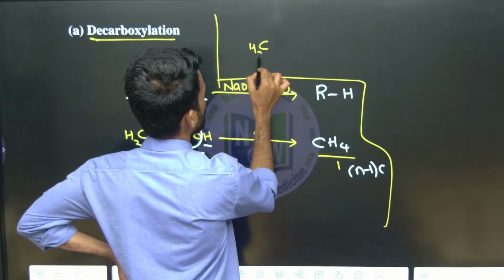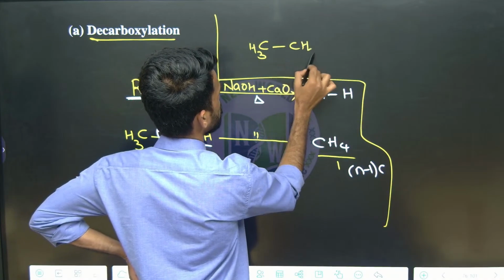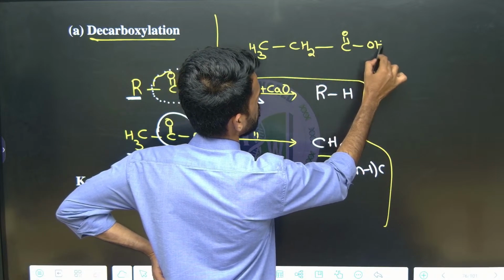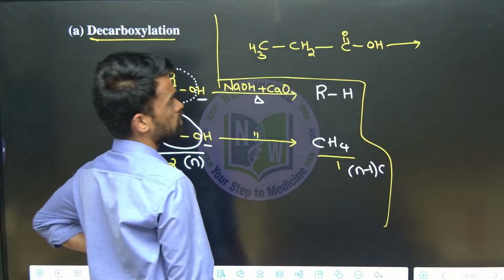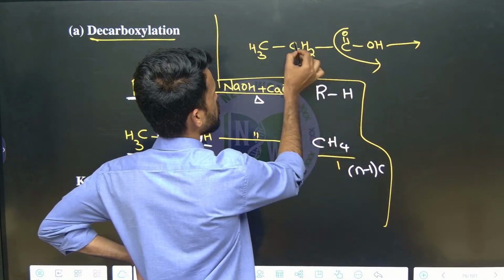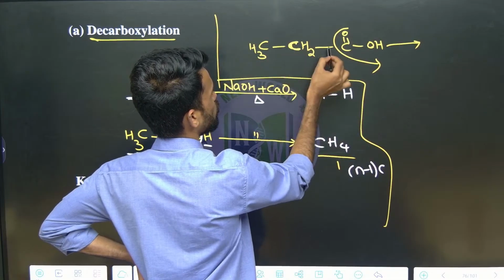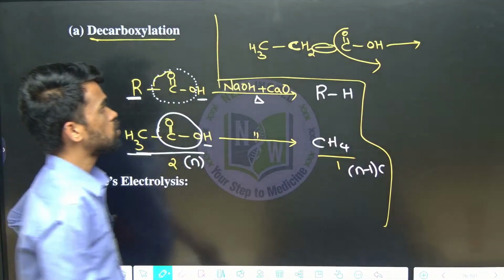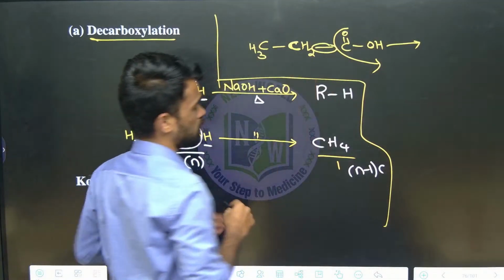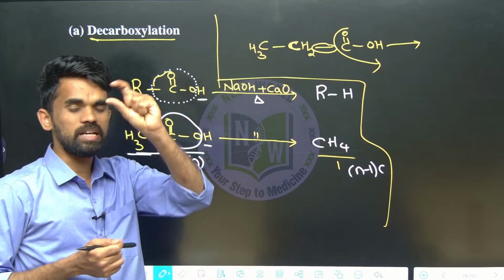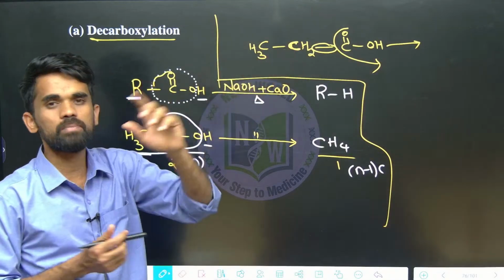Whenever we are doing decarboxylation, the CO2 part is removed. It means this carbon will get a negative charge. Negative charge present means it's forming a carbon anion, like a transition or intermediate state.